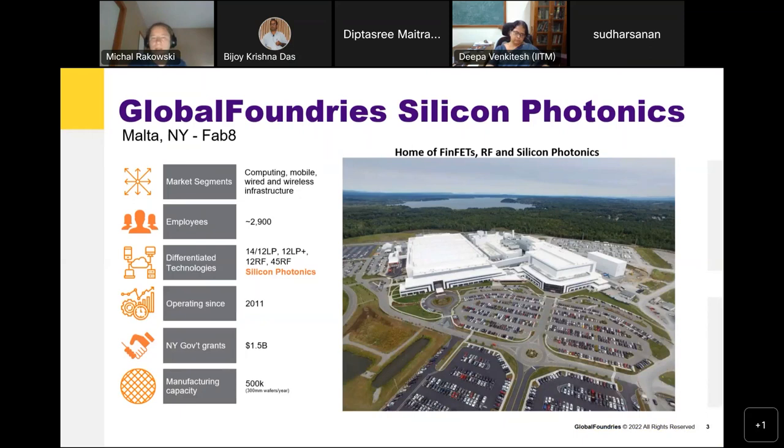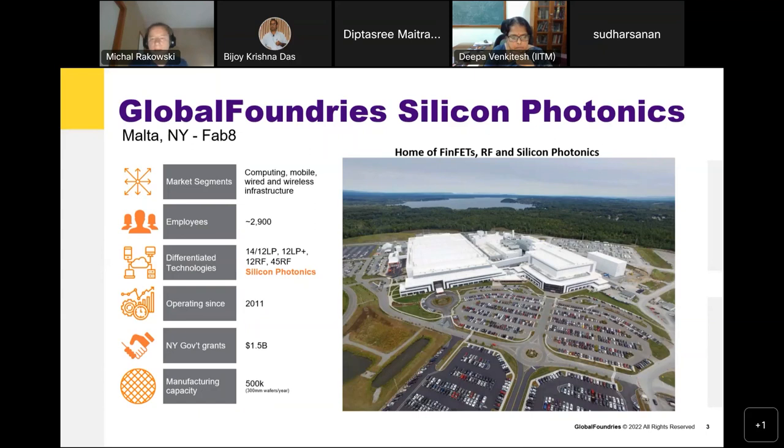So what you see on the picture is the Malta site in upstate New York, about 25-35 kilometers north from Albany, the capital of New York. The site is really located in a beautiful area in the middle of the woods with a nice lake in the background. And here we are developing really advanced technologies, FinFETs, and RF technology based on 45 nanometer.